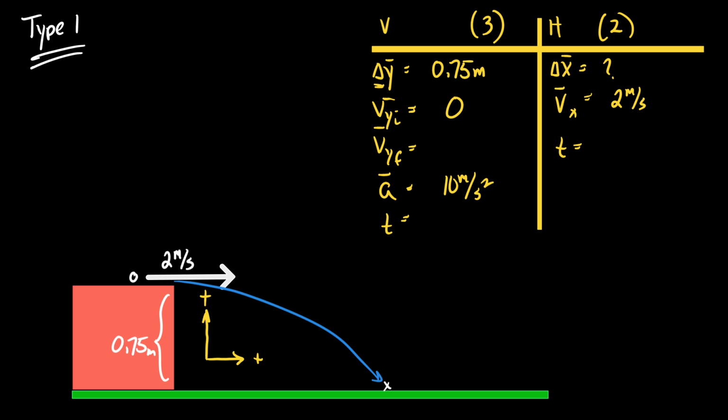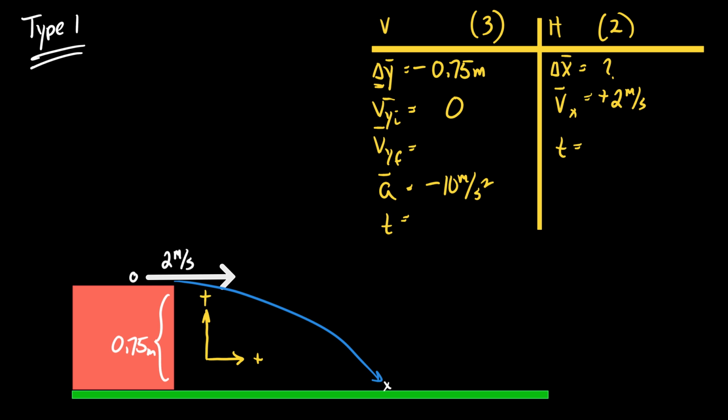Now, anything that's up gets a positive, and anything that's down gets a negative, so it lands below where it started, so that's negative. And it's pulled downwards by gravity, so that gets a negative. And anything to the right gets a positive, so I put a positive there. Now, it's clear to me that we have 3 pieces of information in the vertical side. Do you guys see that? So we need to figure out how long it's in the air.